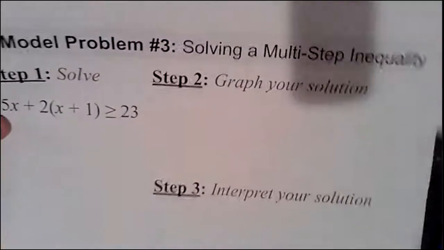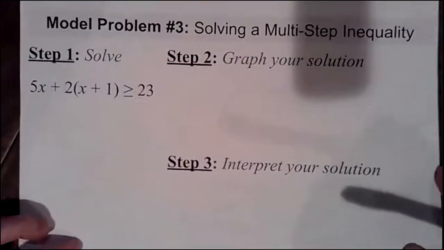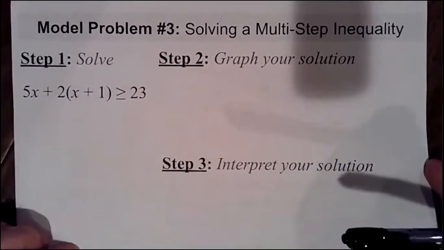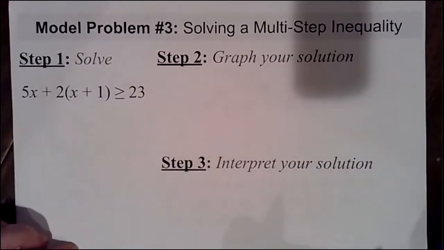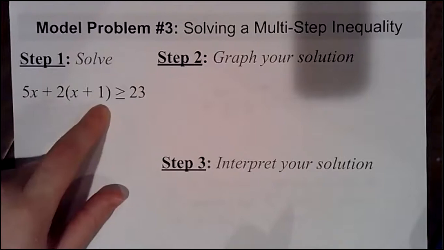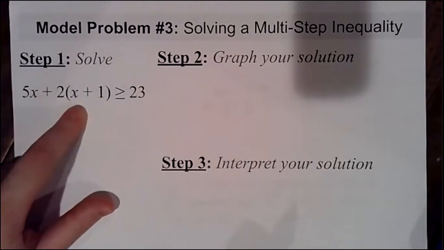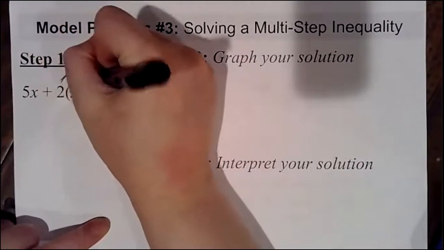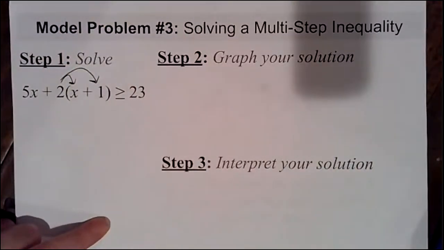And finally, model problem number 3 involves multi-step, right? So this is a combination of model problem 1 and 2. So please make sure that you are paying attention. Now, I see a term, and then I see some distribution. You got to do that distribution first, okay? So that means that the 2 has to go to everything inside the parentheses.